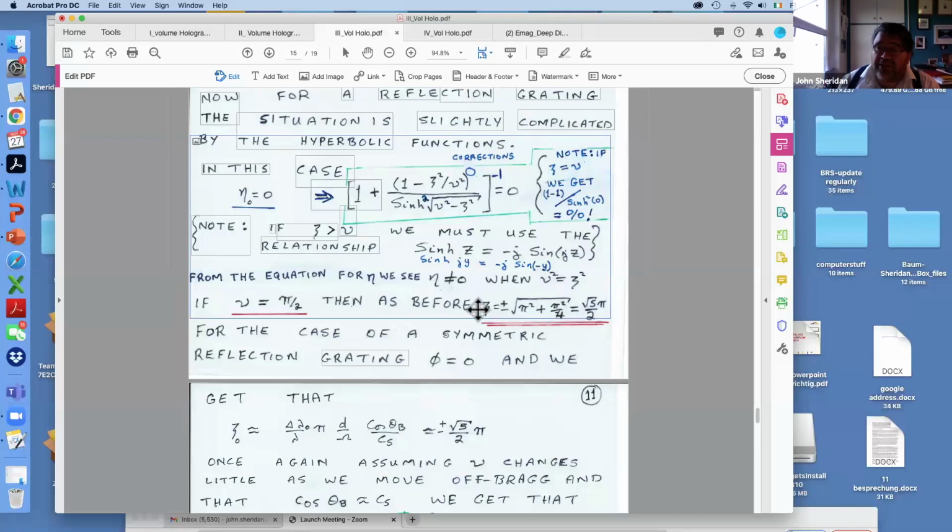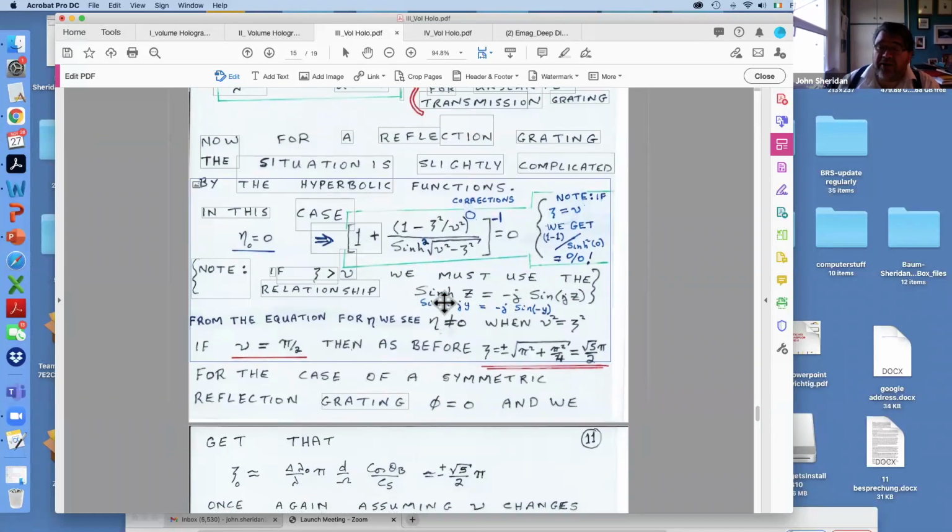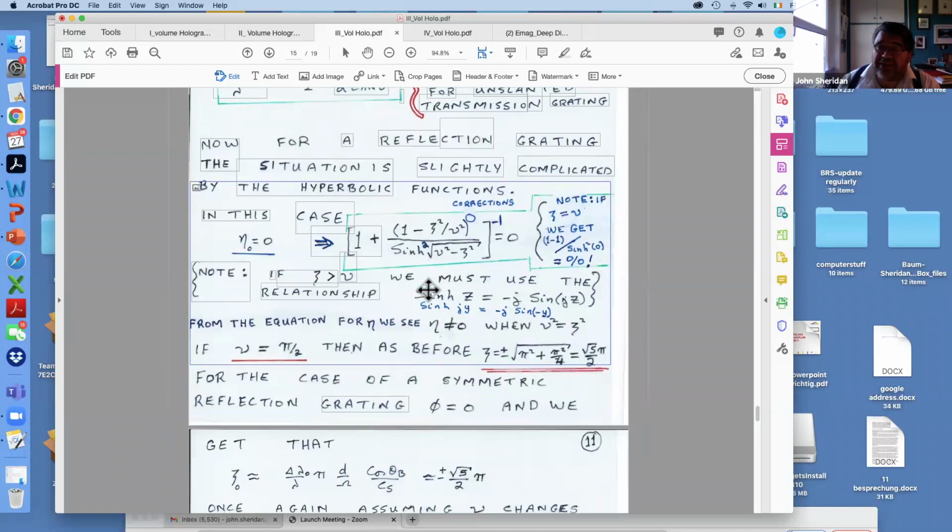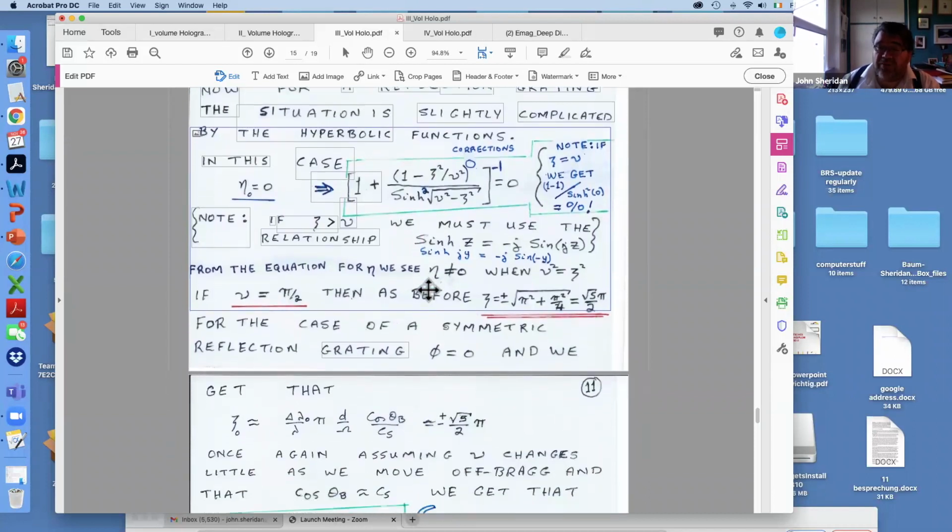So again, I'd ask you to go away and think about what I'm saying here. I'm giving you all the mathematical steps here, just trying to be very, very clear about what goes on.